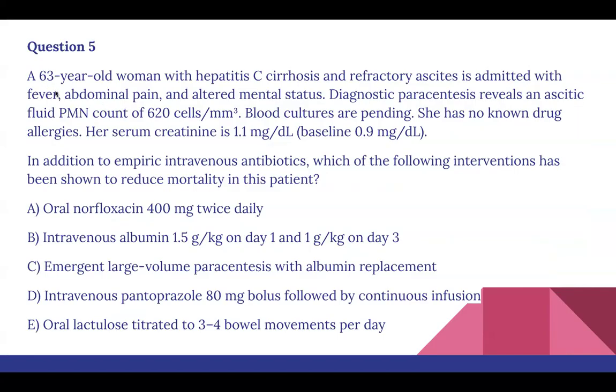And question 5, a 63-year-old woman with hepatitis C cirrhosis and refractory ascites is admitted with fever, abdominal pain, and altered mental status. Diagnostic paracentesis reveals an ascitic fluid PMN of 620. Blood cultures are pending. She has no known drug allergies. Her serum creatinine is 1.1. In addition to empiric intravenous antibiotics, which of the following interventions has been shown to reduce mortality in this patient?